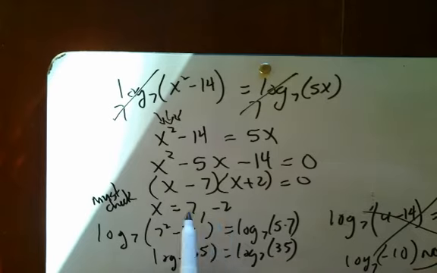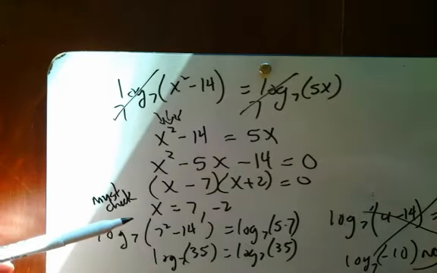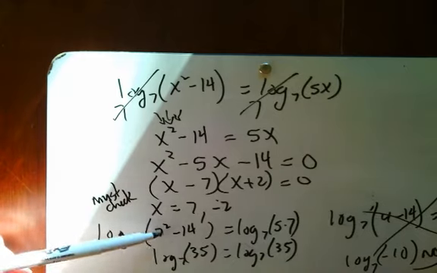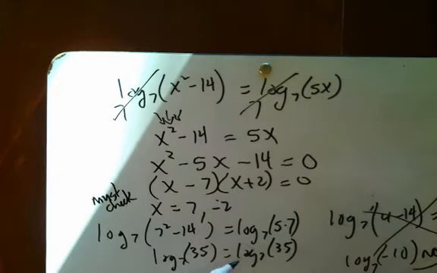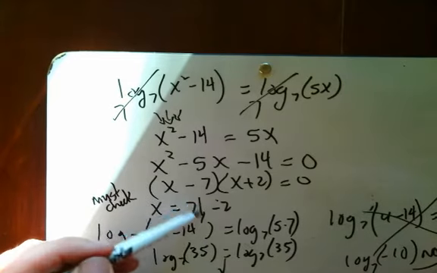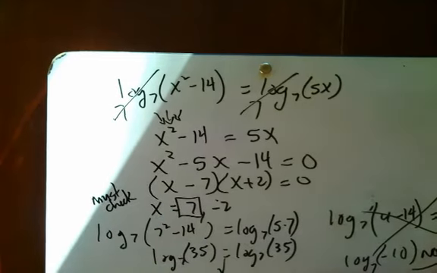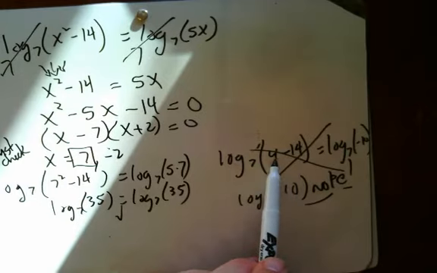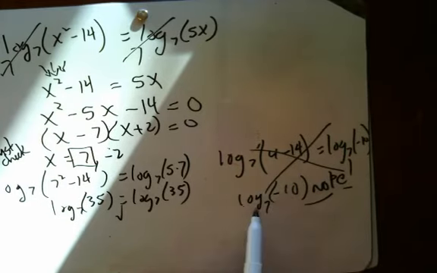But remember, logs are must checks. And it's not the presence of the negative number that's a problem. It's what happens when we plug these numbers in. So I have to check both the positive and the negative values. When I plug in the 7, I get log of 35 equals log of 35. I can take the log of a positive number, so this one works.